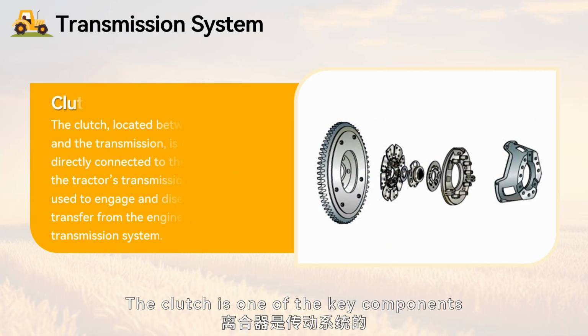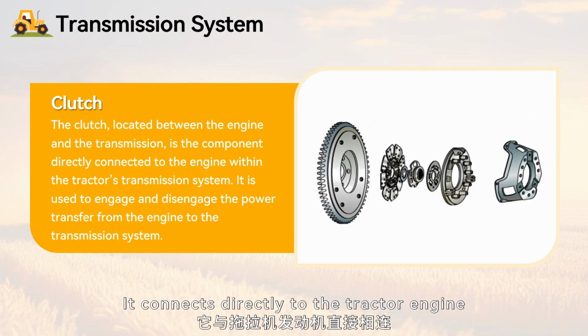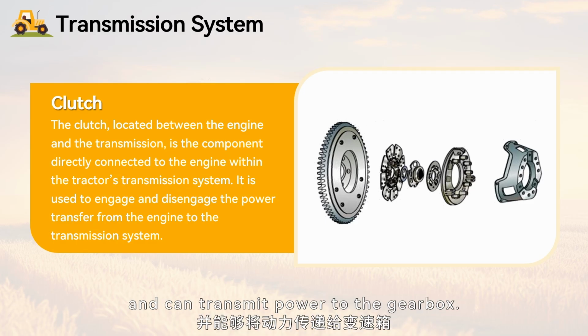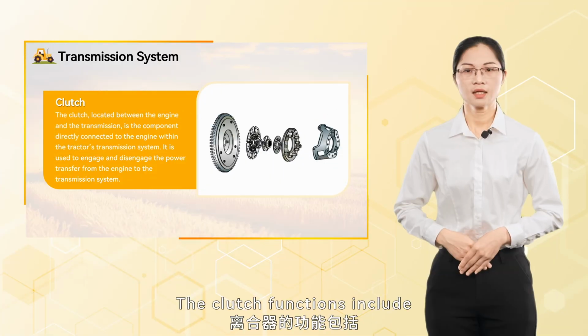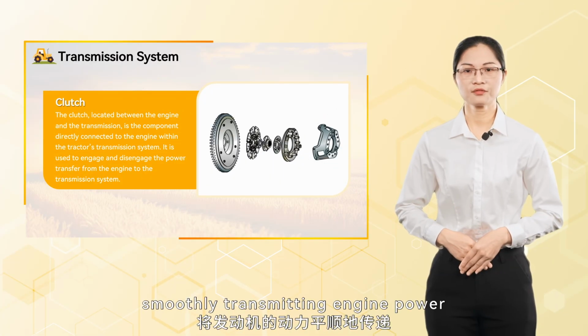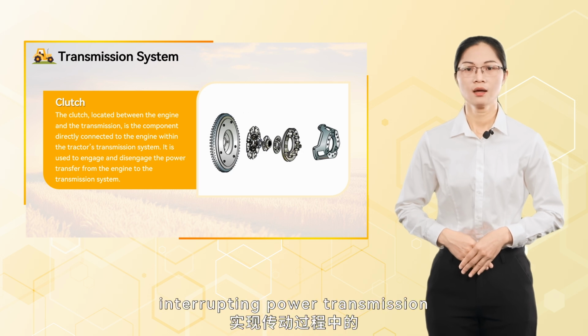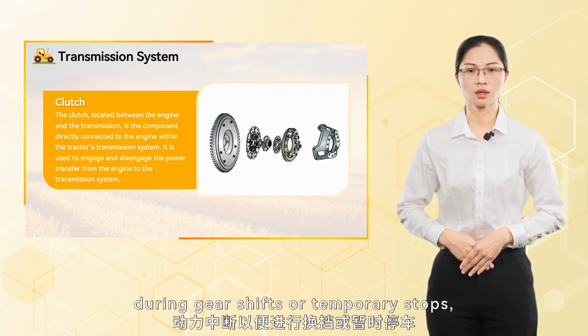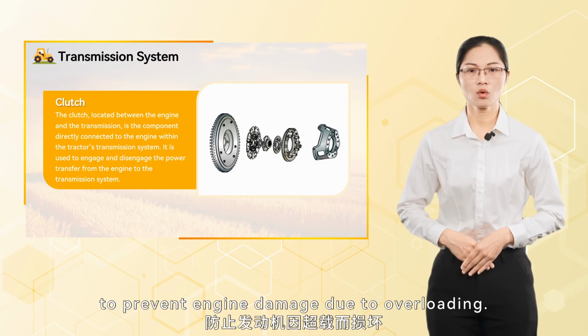The clutch is one of the key components of the transmission system. It connects directly to the tractor engine and can transmit power to the gearbox. The clutch functions include smoothly transmitting engine power to the gearbox, interrupting power transmission during gear shifts or temporary stops, and providing overload protection to prevent engine damage due to overloading.